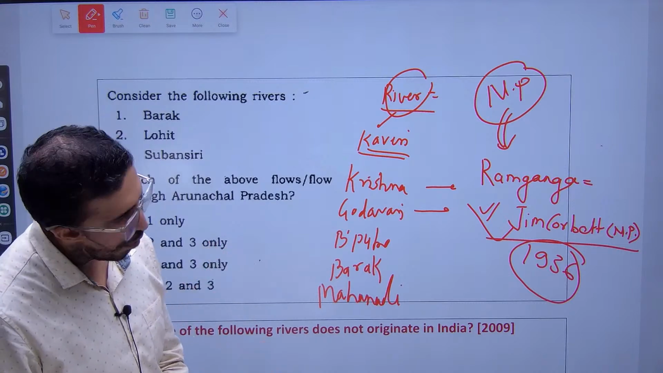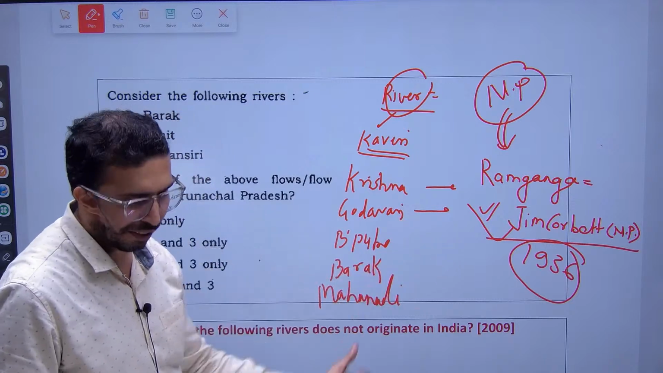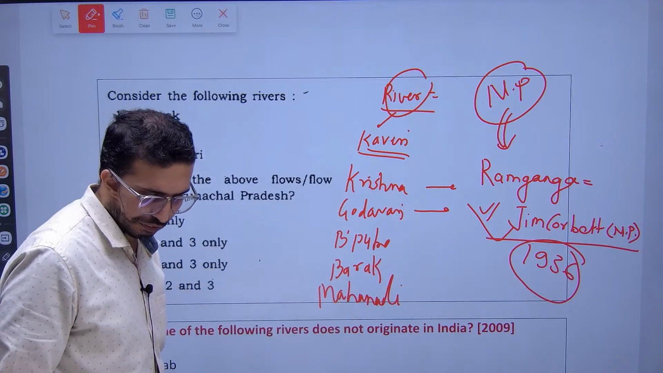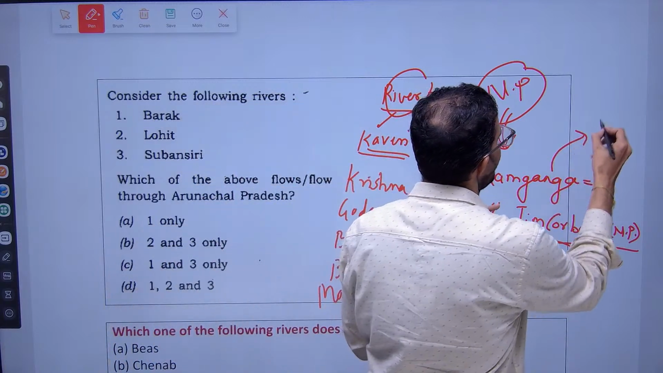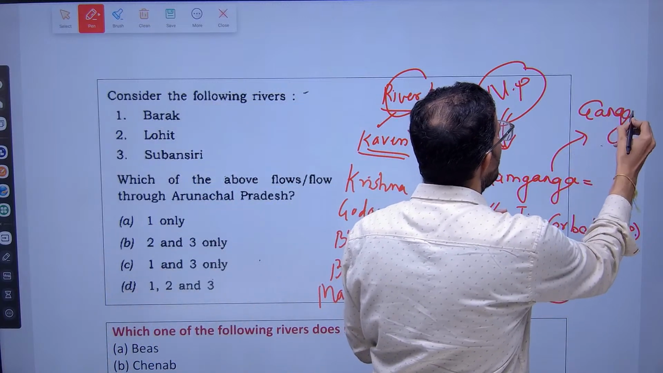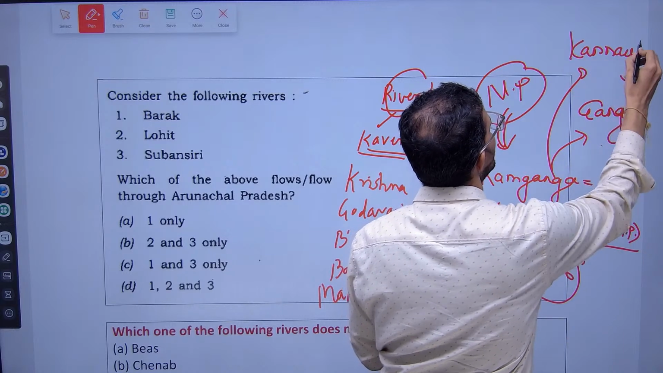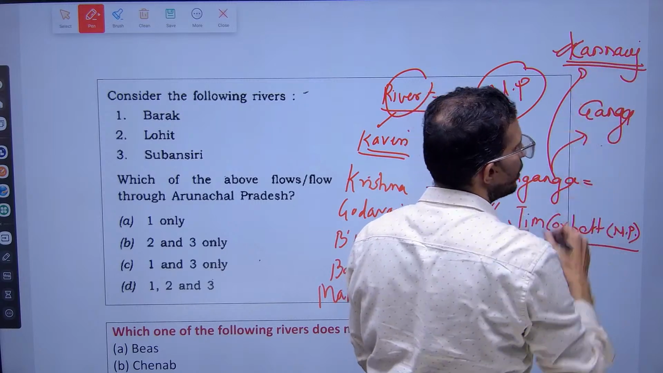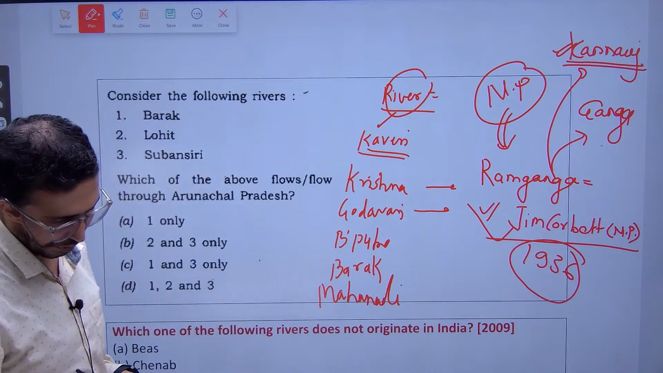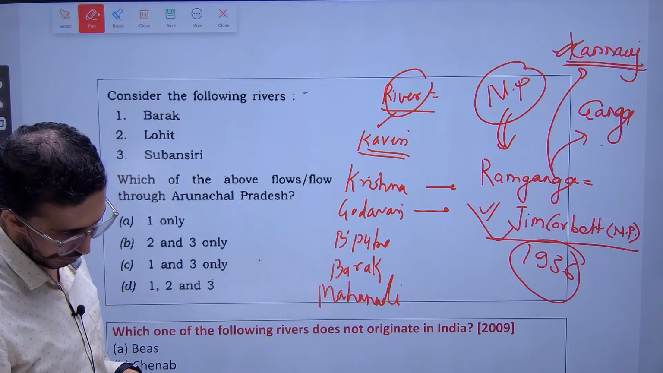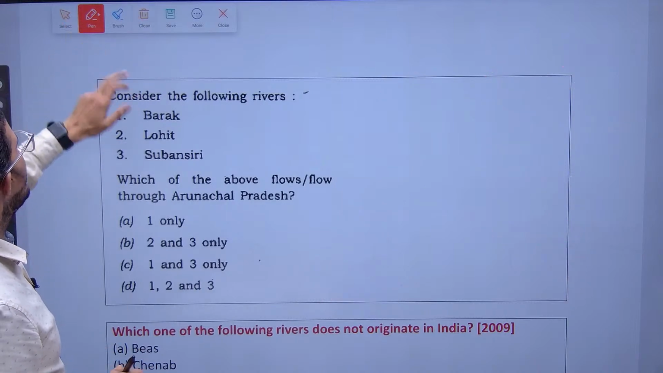Yes, instead of oldest national park, we can rephrase it as the first national park of India. Yes, the Ramganga is a tributary of the Ganga. Good one. And the Ganga meets at which place? Ganga, Kanauj. Have you heard about Kanauj? Yes, the next question.